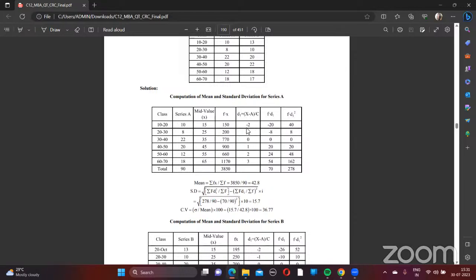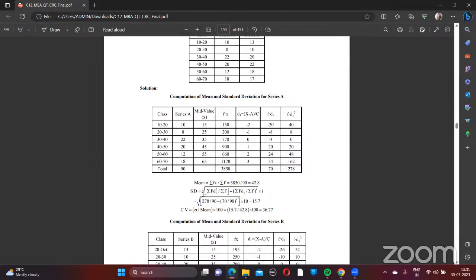That is 20 into 2, which is 40. 8 into 1 is 8. 0 into 0 is 0, 20 into 1, 24 into 2, 54 into 3. So that is FD1 square. We need the summation of FD1 square, the summation of FD1, and the total of frequency F to find the standard deviation.